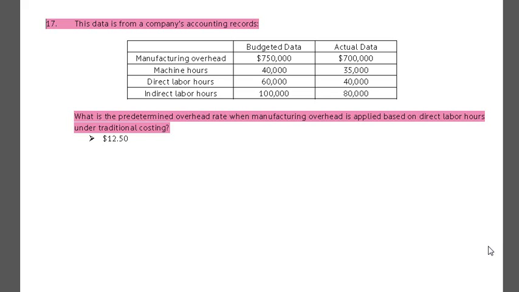In this problem, they mention for you to calculate the manufacturing overhead rate based on direct labor hours. So since we're looking at estimates, we would look at the budget amount, not the actual amount. So our manufacturing overhead is $750,000, and we would divide that by direct labor hours of 60,000, which would give us a predetermined overhead rate of $12.50.